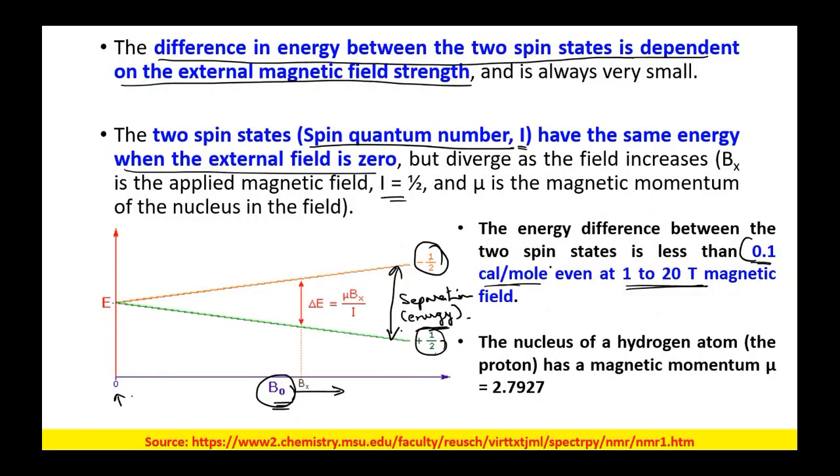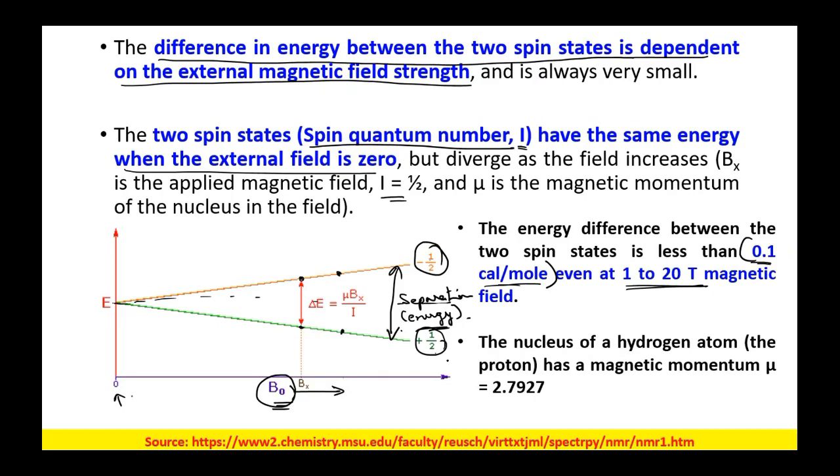Otherwise, if the gap is there and these are equidistant from the zero level, and if you subtract the energy, what will happen? This energy should cancel out this energy, at the same level, right? But that is not the case. We are getting some signal. Now, why are we getting this signal?